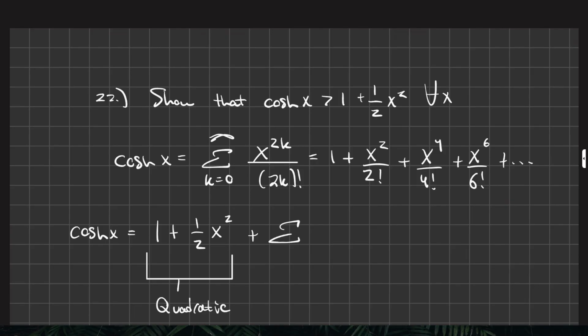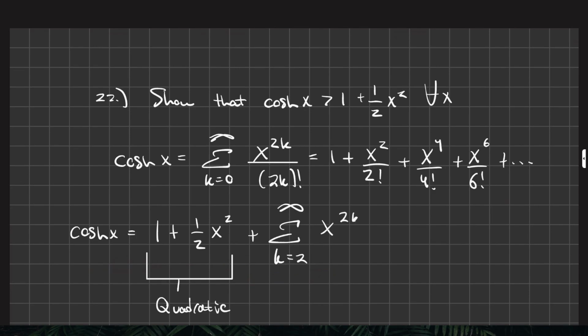Okay, so this will be the sum from k equals 2 to infinity. We're doing that because we're omitting the first two terms from this series. So instead of starting at 0, we want to start after the first two terms, so we start at k equals 2. So make sure we pay attention to that.